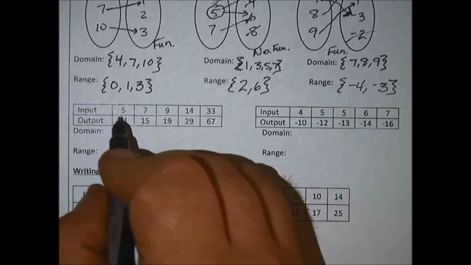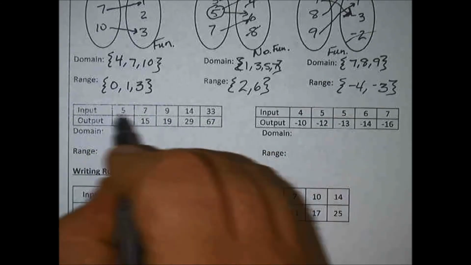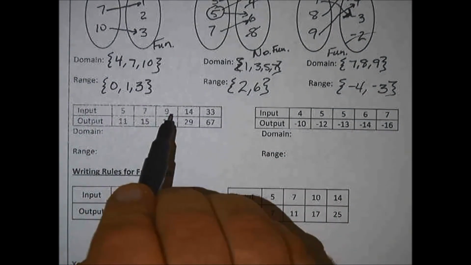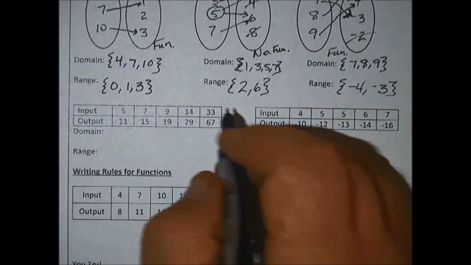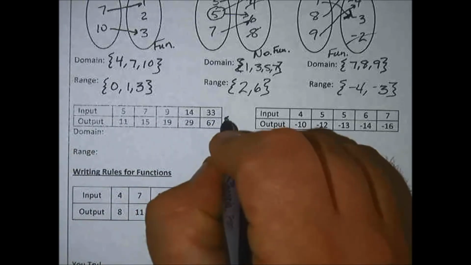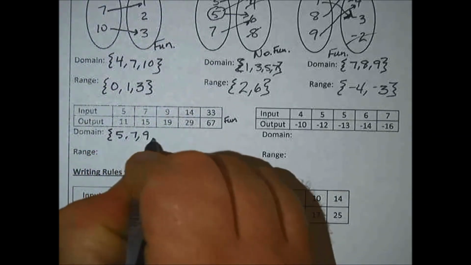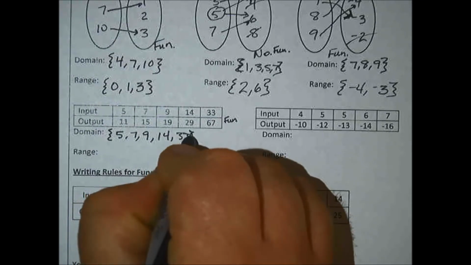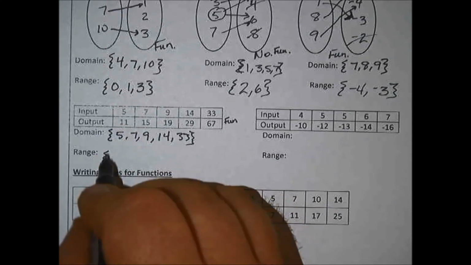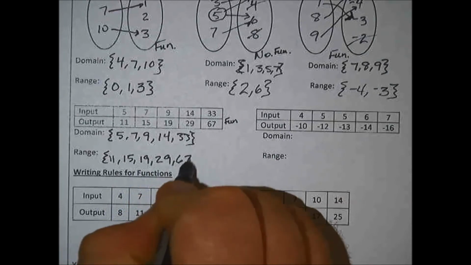All I'm looking to see is whether there is one number up here in the input row that is repeated and has a different number down here. I have 5, 7, 9, 14, 33. Those are all different, so this is a function. The domain is 5, 7, 9, 14, 33, and the range, the output values, is 11, 15, 19, 29, 67.